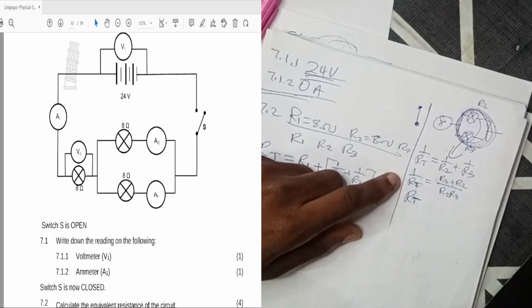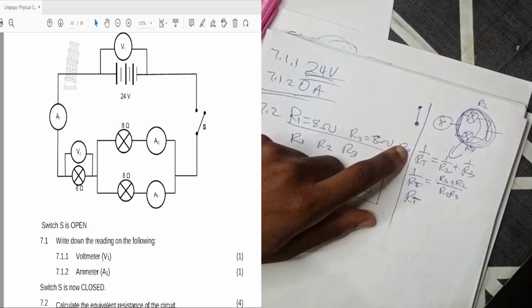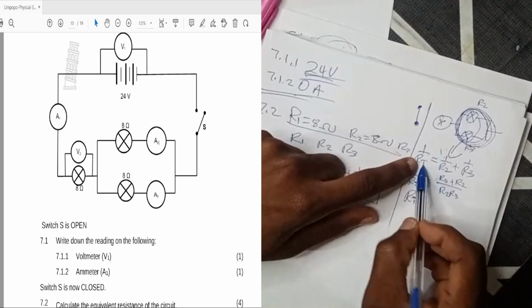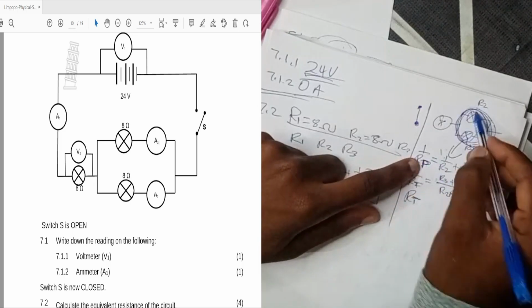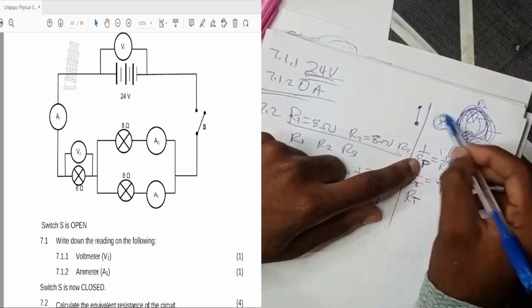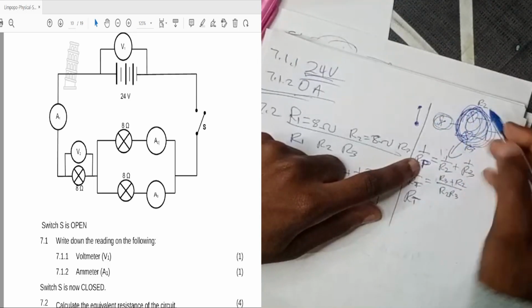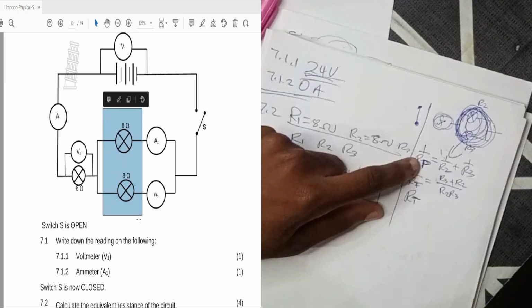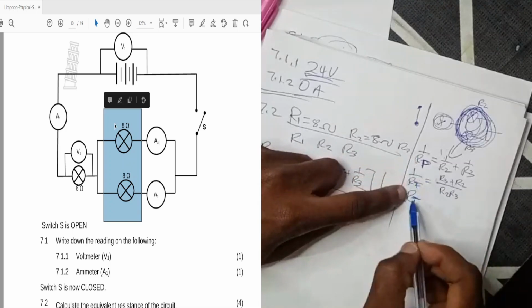Sorry, let me change the name here. Instead of RT, let me call it RP, R parallel, because I'm calculating the parallel part. I'm not discussing the other one, I'm only discussing the parallel one. I want the total resistance of the parallel resistors. Yes, so it's RP.